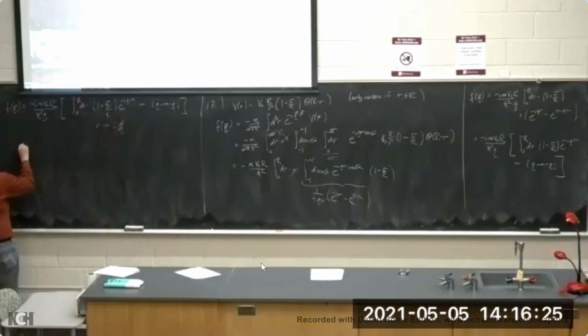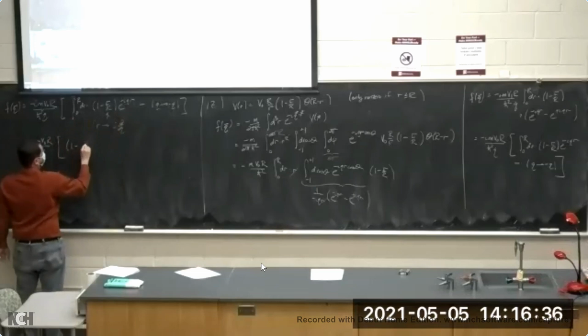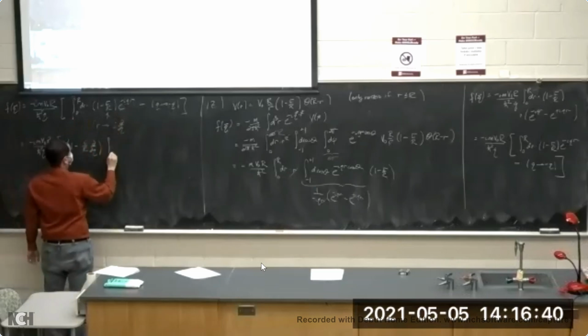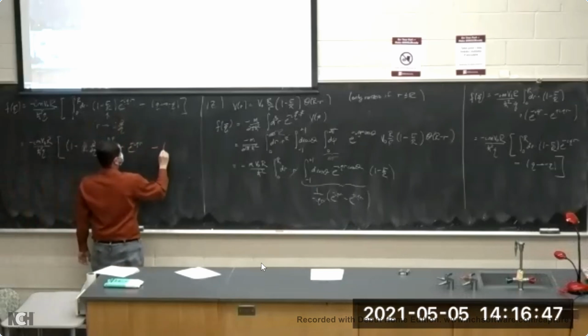So I can write this as −i m V₀R over ħ² q. The polynomial then comes outside, (1 − (i/R) d/dq), acting on just the exponential, integral 0 to R dr e^(−i q r). And at the end of the day, I have to subtract q goes to −q inside its bracket.